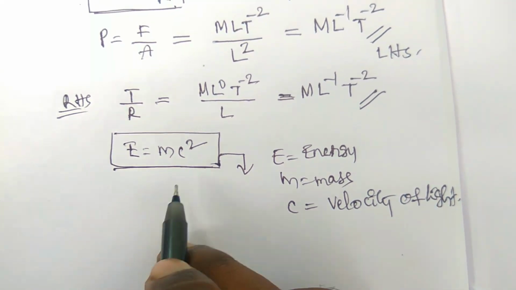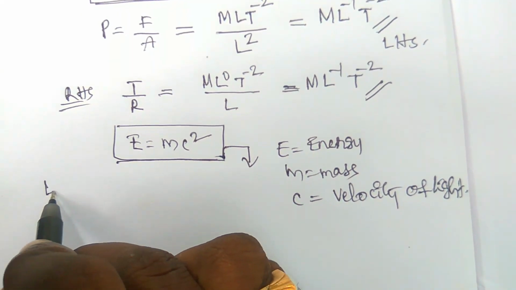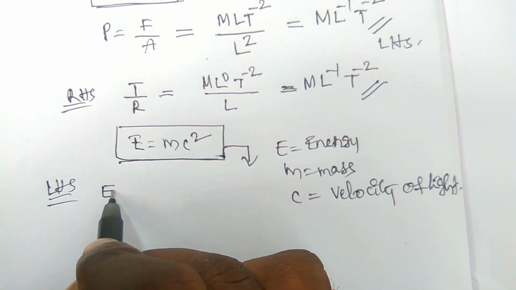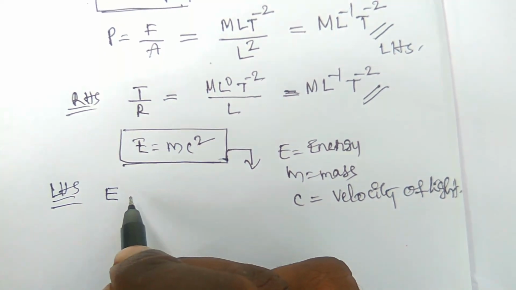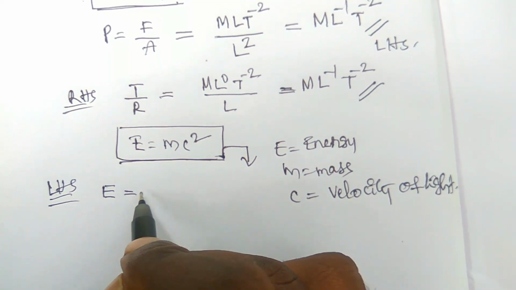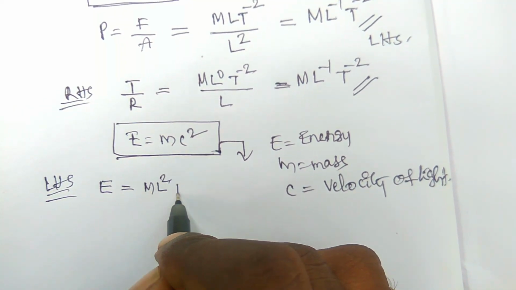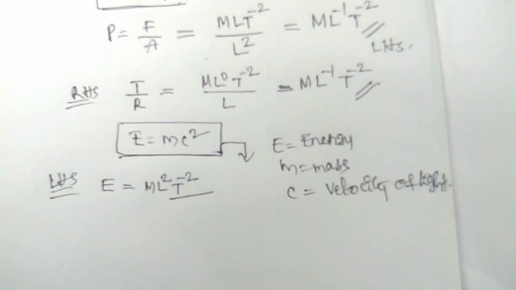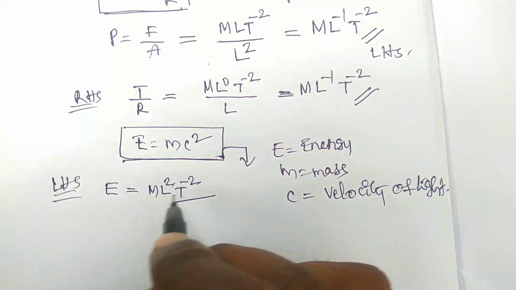So you have to write the energy; let us take the LHS. Energy, already you know, is nothing but work done, which is force into displacement. It is m L2 t minus 2, already we have derived it. Okay, and this is the LHS.